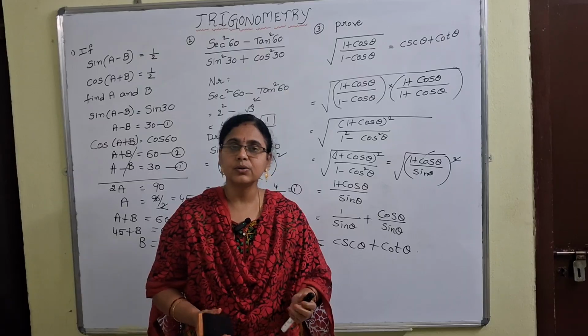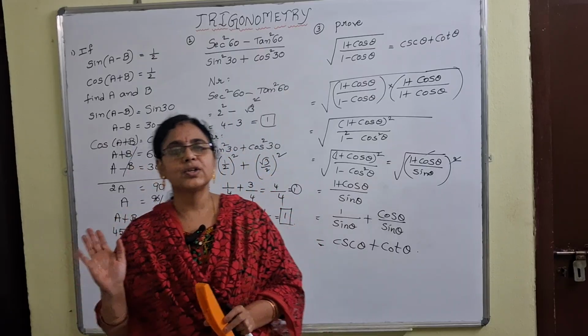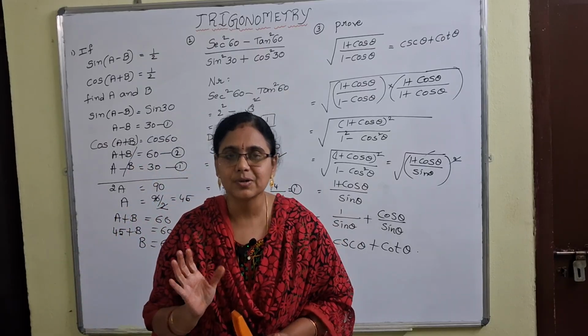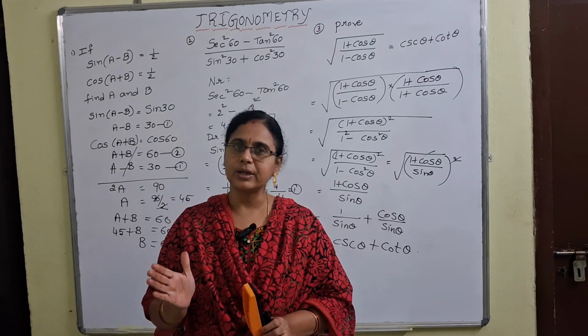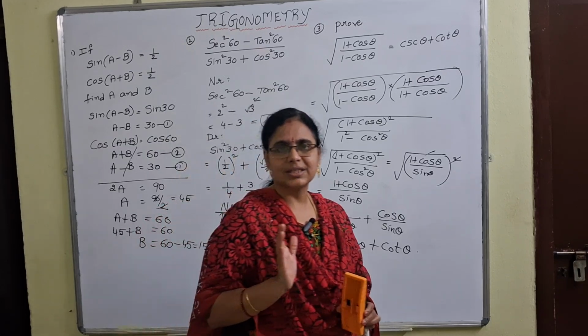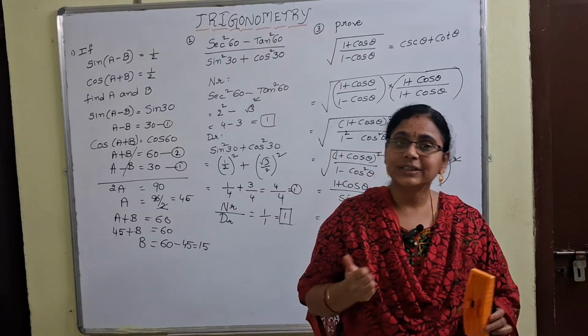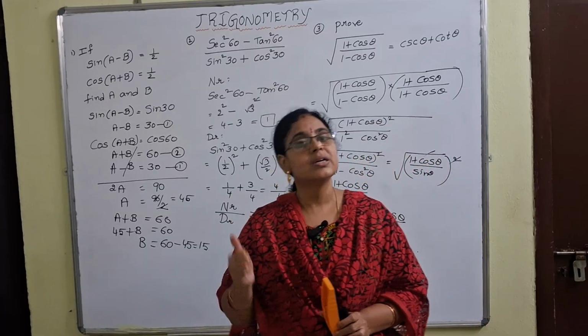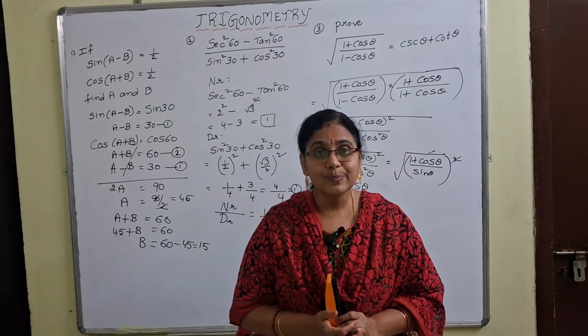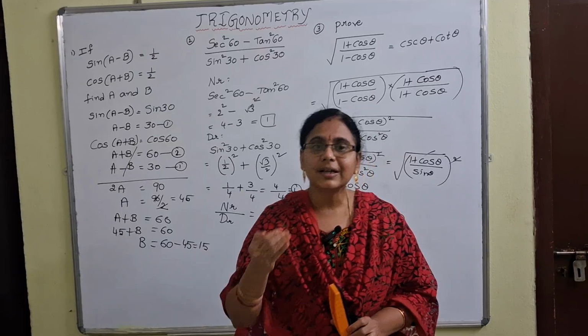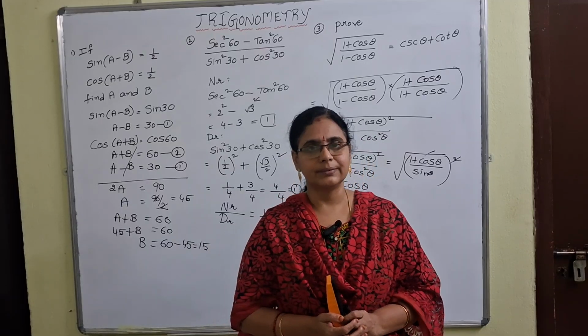Like that you have to learn all the trigonometric ratios and sums related to trigonometry. Trigonometry is a very, very important topic. Surely you have to learn these things. Trigonometry means 6 trigonometric ratios: sin theta, cos theta, tan theta. What are their reciprocals? Cosecant theta, secant theta and cot theta.